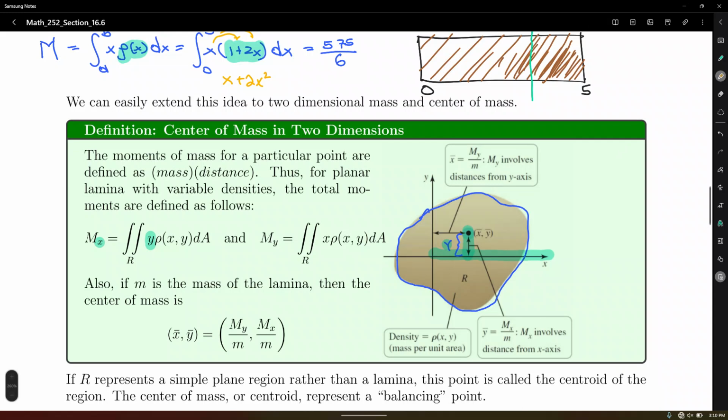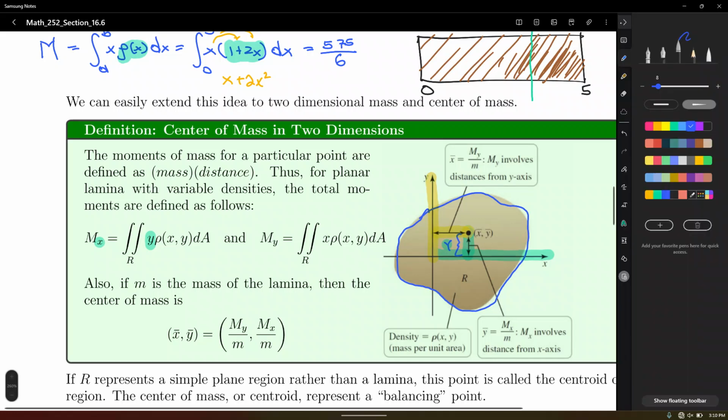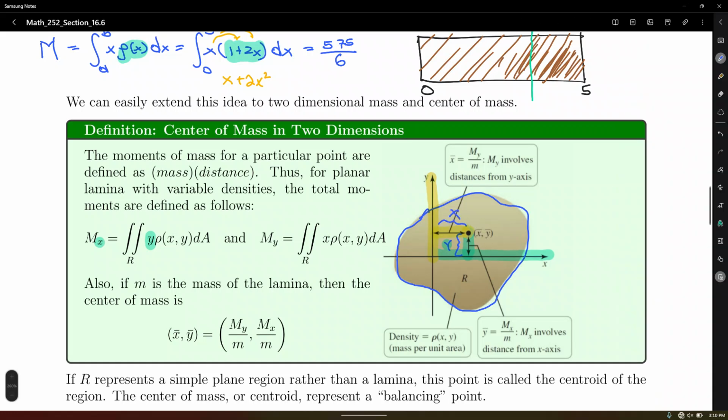For the y coordinate of the center of mass for a planar lamina, in this case, this will involve a distance x, because if this is y, this is another y. Here, this point will involve a distance x. So that's why in this case we multiply by the distance x. That's to find the moment about y. And to find the center of mass, again, we divide the total moment by the total mass.